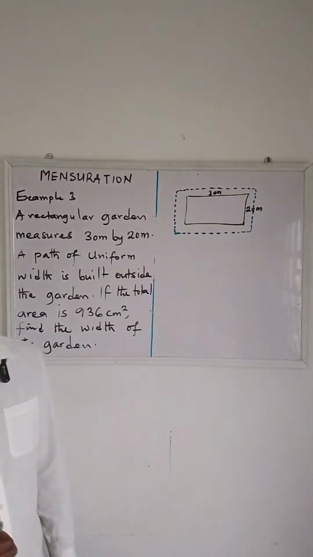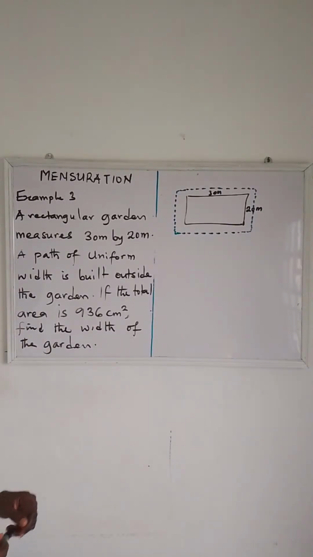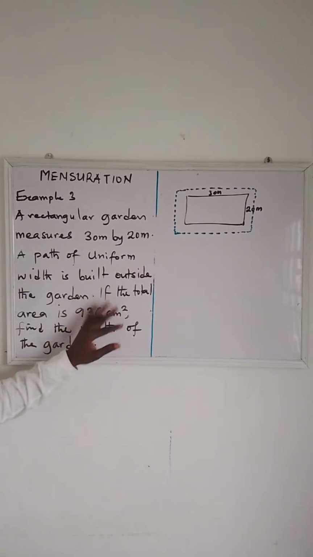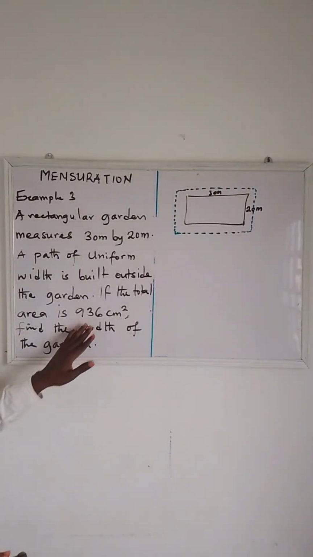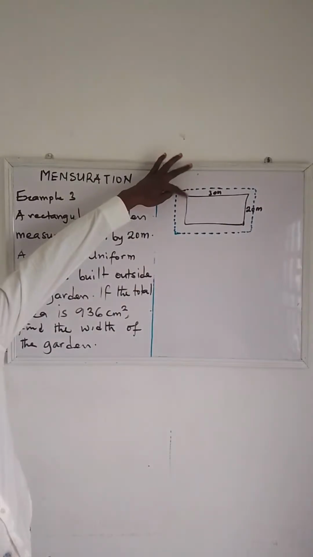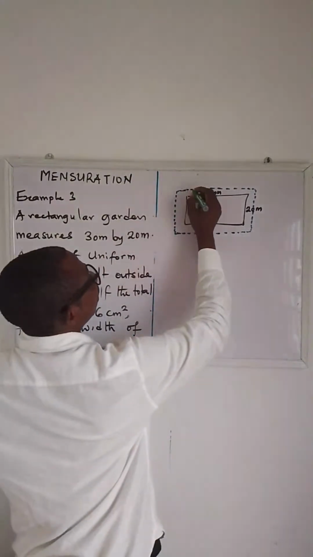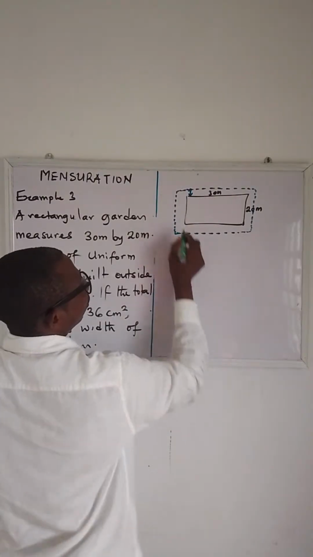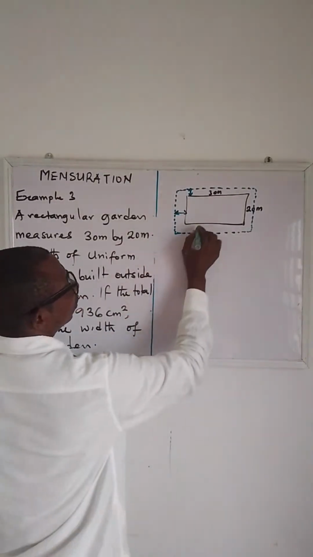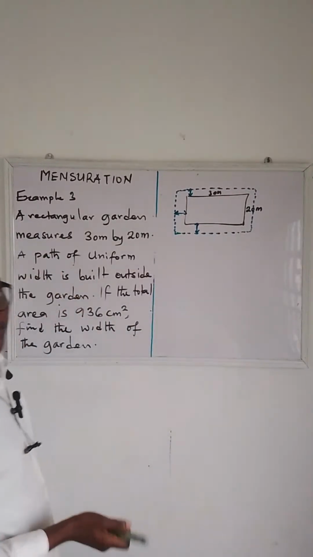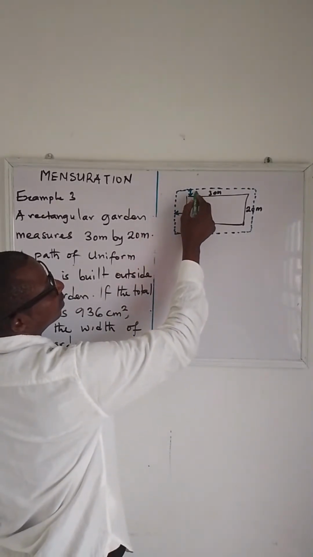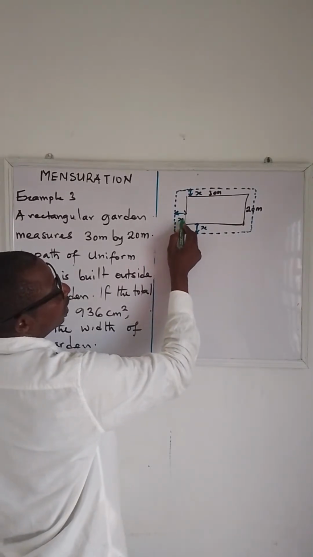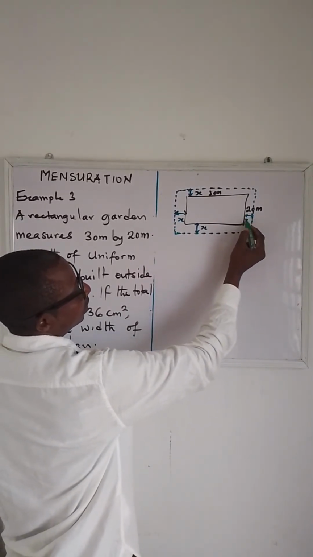So we have a path. Now the question is, if the total area of the path, everything together, is this, what is going to be the width of this path? Now we want to know this distance here, or the same here, or this one. Let us represent the path with x. So if the path is x, that means from here to here is x, from here to here is also x, the same thing, x.